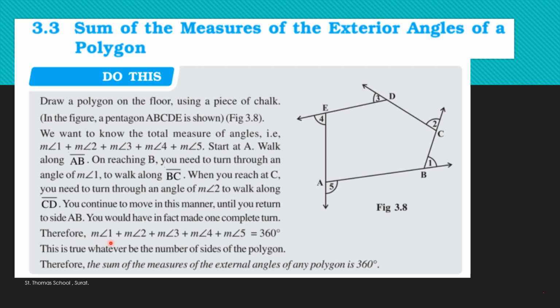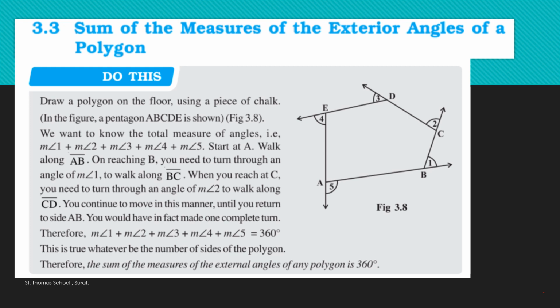Therefore, measure of angle 1 plus measure of angle 2 plus measure of angle 3 plus measure of angle 4 plus measure of angle 5 is equal to 360 degrees. You can do this activity at home and check whether you are getting 360 degrees or not. That means whether you are making one complete turn. Clear? Therefore, the sum of the measures of the exterior angles of any polygon is 360 degrees.